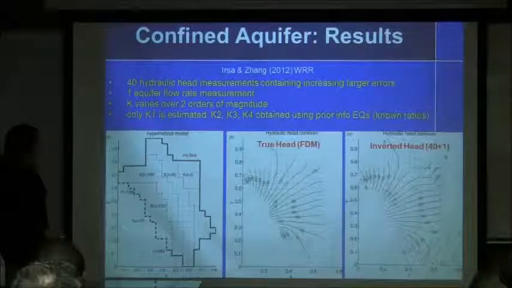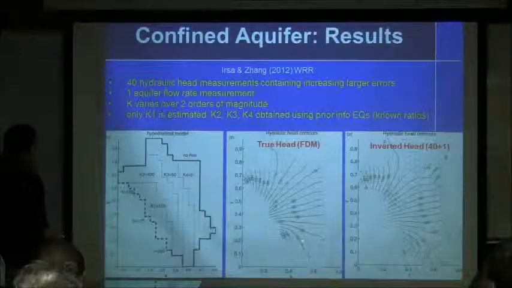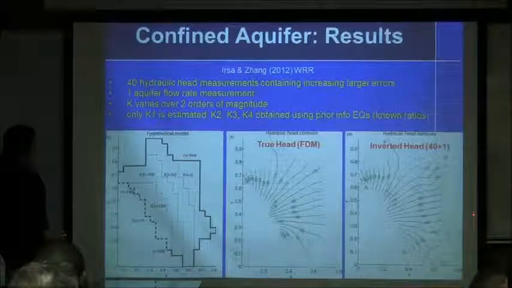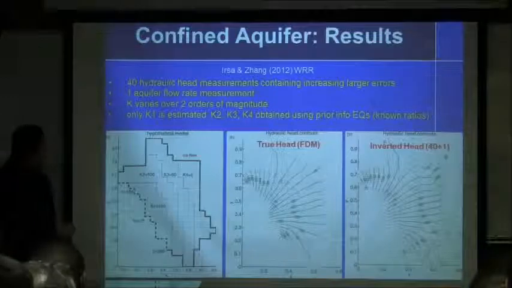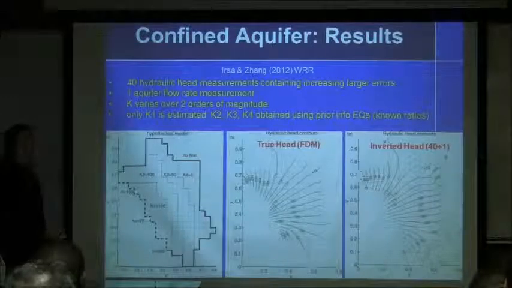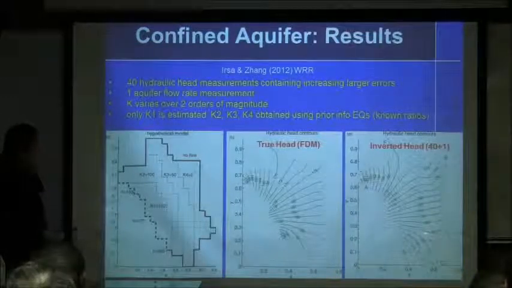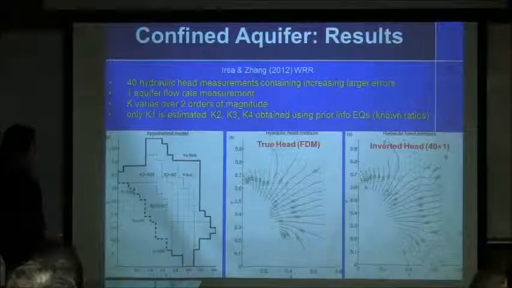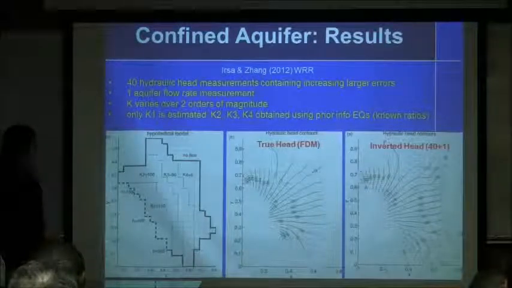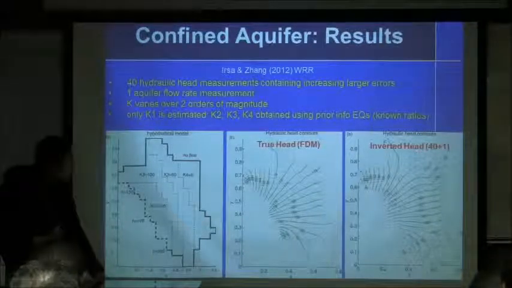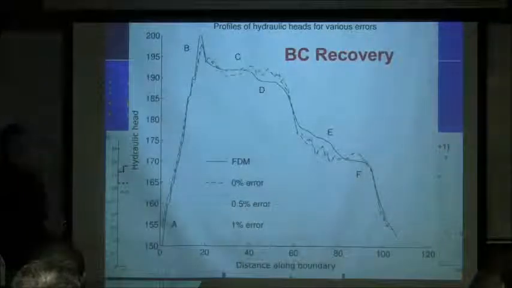So anywhere in the model, we take flow rate measurements. This is the head location. Then we use our inverse method. We recover calibrated heads, which are similar to the true heads. And more importantly, we can recover the boundary.